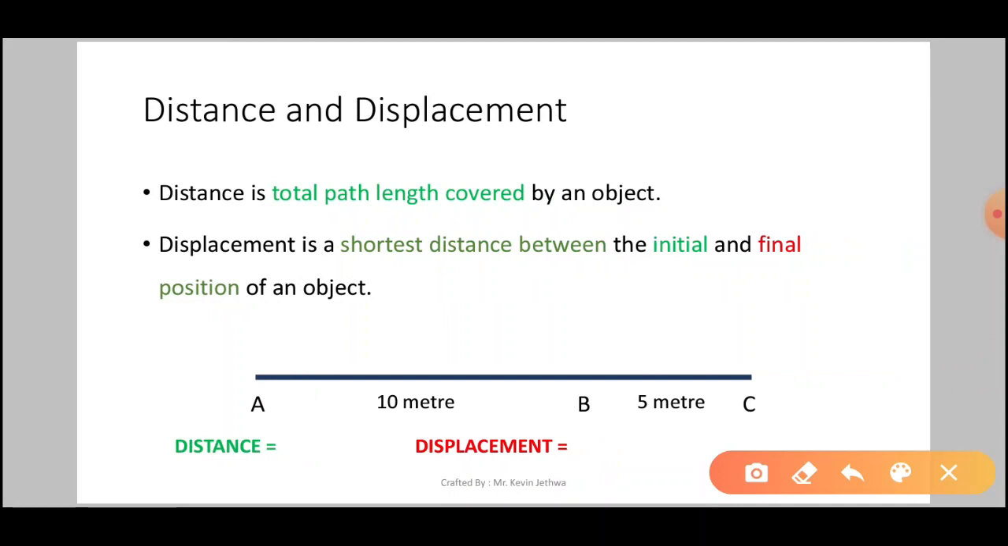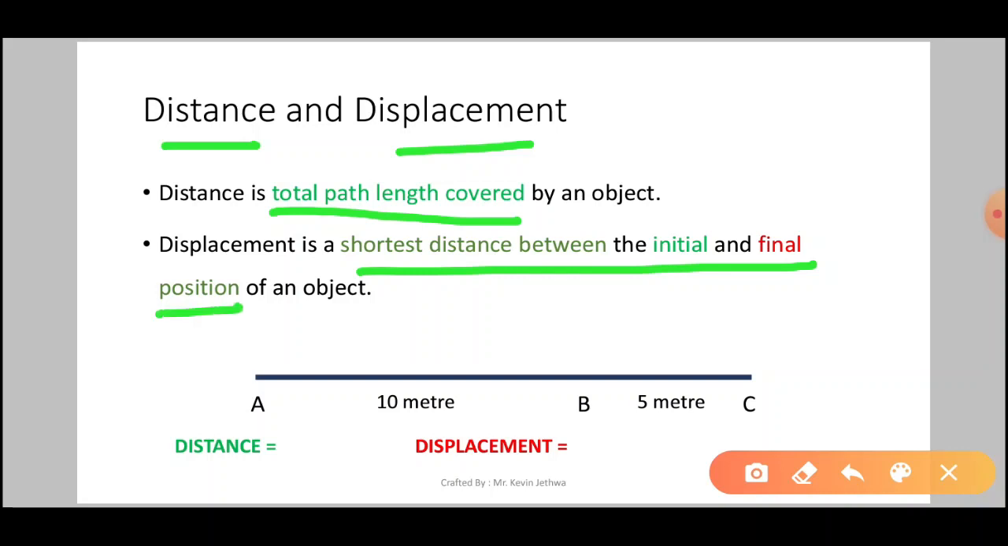Let us define two quantities, that is distance and displacement. Now distance is the total path length covered by an object, and displacement is the shortest distance between the initial and the final position. Considering the difference, how will we calculate the distance and displacement? Let us say an object starts its journey from A to C and then from C to B. So how much distance has he covered? Means how much path length has he covered?